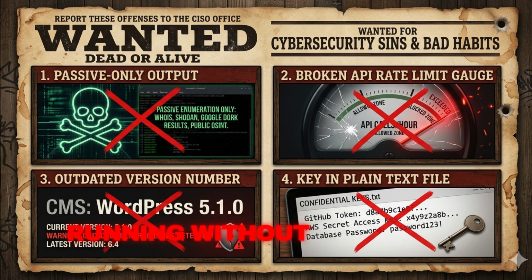Mistake number one, running without -active and trusting every result blindly. Mistake two, using -all on a huge domain without a rate limit. You will get banned. Mistake three, forgetting to update Subfinder with -up. New sources appear often. Mistake four, hard-coding API keys in scripts. Use environment variables or config files. Learn from other people's mistakes. Subfinder is powerful, but respect the sources and your own setup.